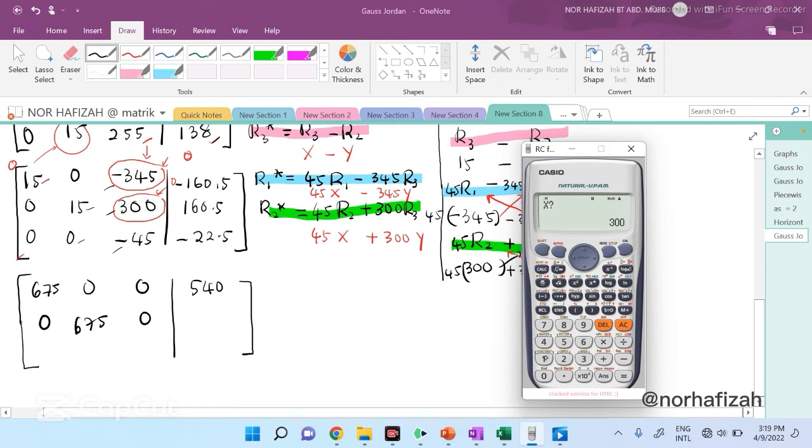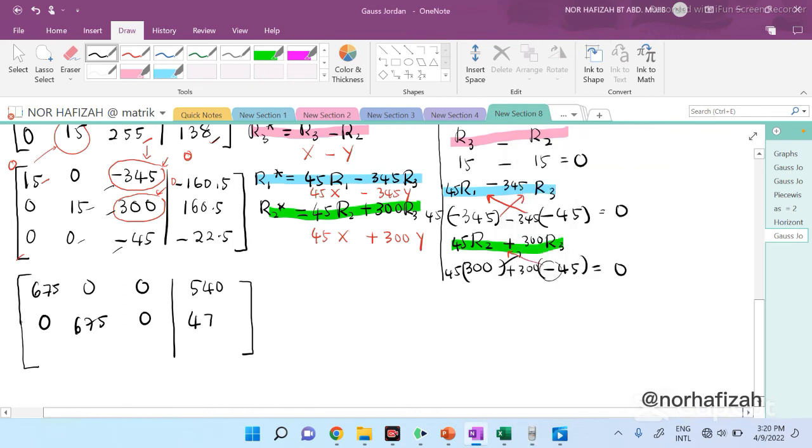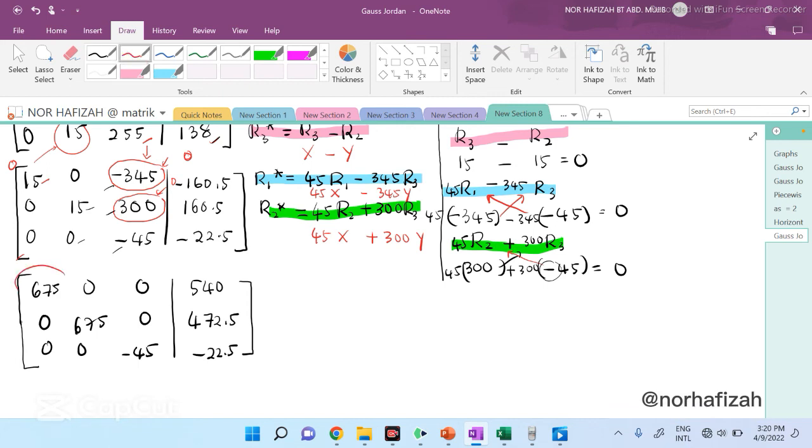Next, fourth column, calculate 160.5 equal negative 22.5 equal. Okay, change that to decimal. 472.5. Okay, row 3, we didn't do anything. 0, 0, negative 45. Just rewrite back. Negative 22.5. Alright, last but not least, we are going to change these all diagonal entries.